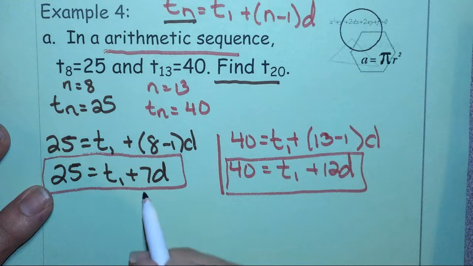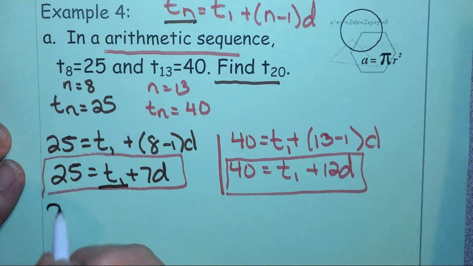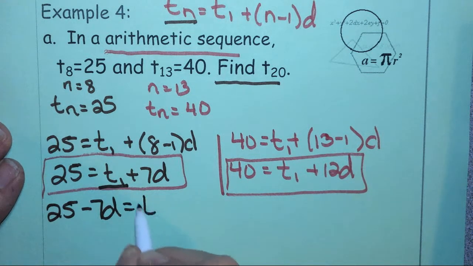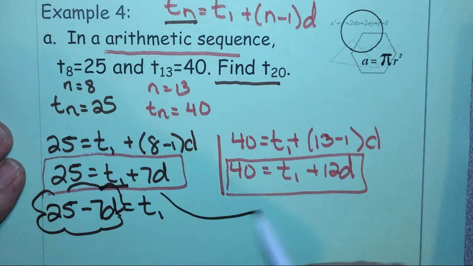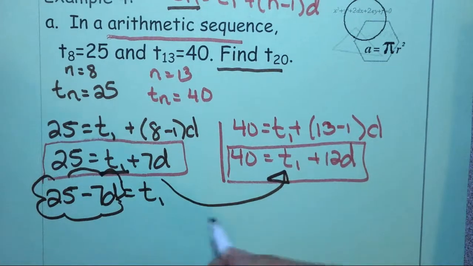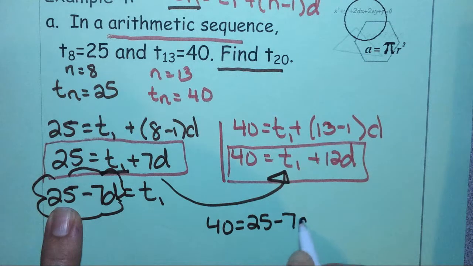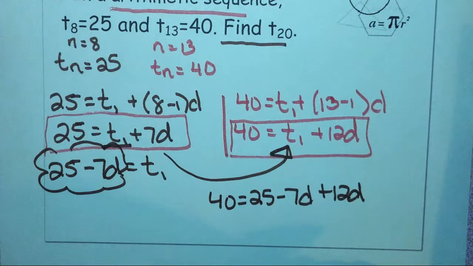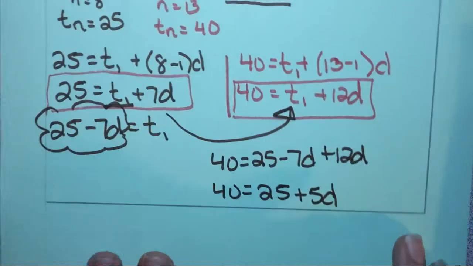So I'm going to come over here to this first equation, and I'm going to solve it for t. So to get t by itself, I'm going to subtract, and I get 25 minus 7d equals t. Now I'm going to take this equation, and I'm going to plug it in right here for t. So we get 40 equals 25 minus 7d, and I'm going to bring down my plus 12d. So I'm going to combine like terms, and I get 40 equals 25 plus 5d.